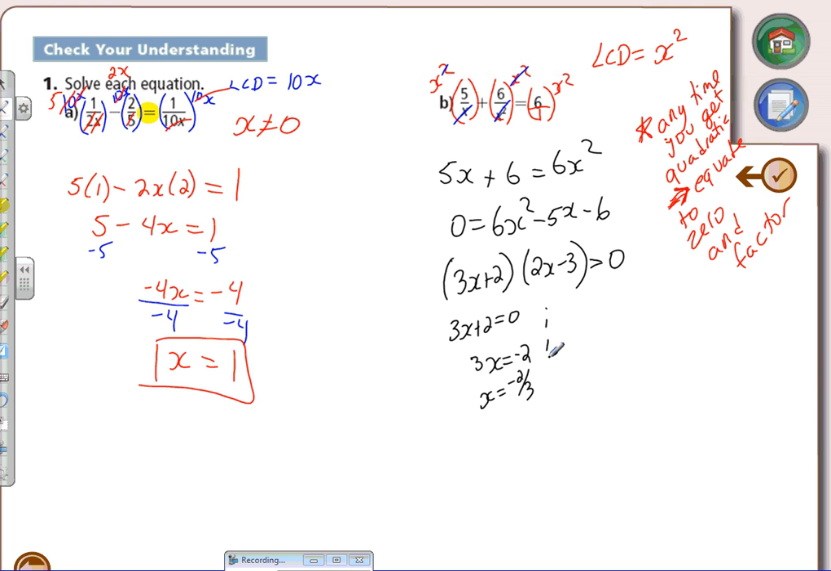Or 2x minus 3 equals 0. 2x is equal to 3. X is equal to 3 over 2. Are either of those the NPVs? The NPV that we had at the beginning was x could not be equal to 0. So those ones pass. So there's 2 answers. So x is equal to negative 2/3 and positive 3/2.